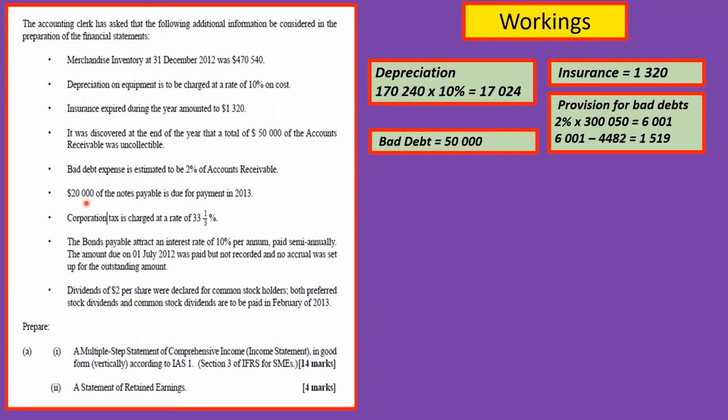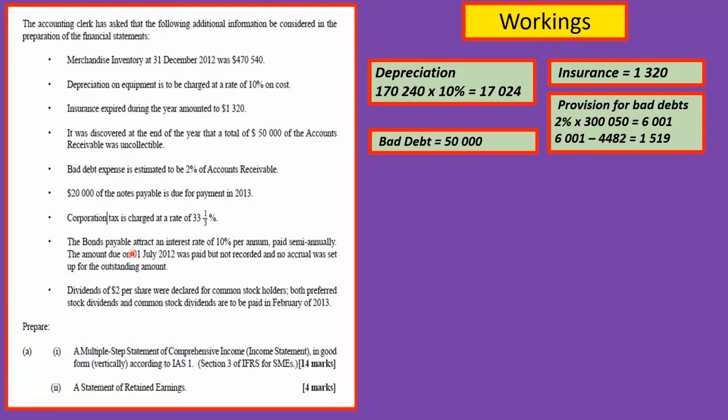Correct. And here's one of those items where the percentage is missing, so we cannot calculate the interest on the note payable that is due during the year. This note is more pertaining to the balance sheet. Corporation tax is to be charged at 3.3%. When we calculate the profit, we will work out the 3.3% as tax.